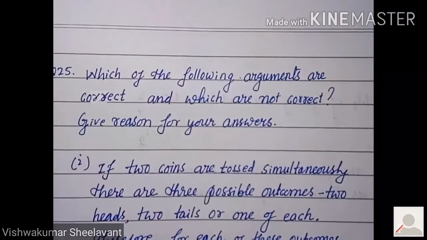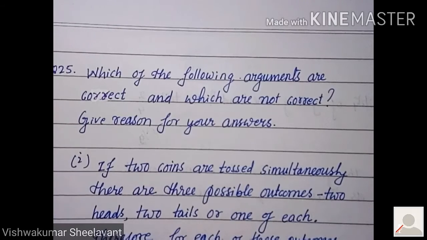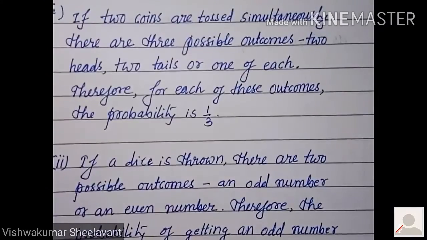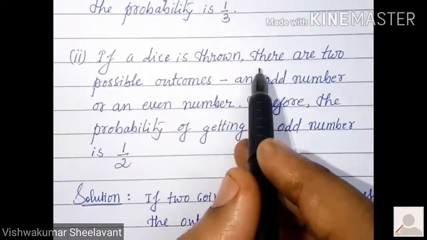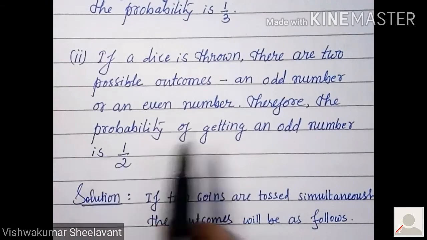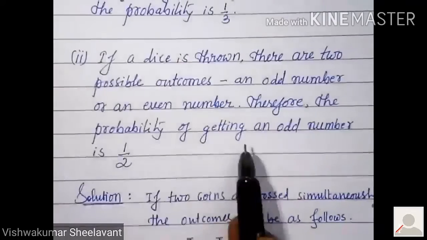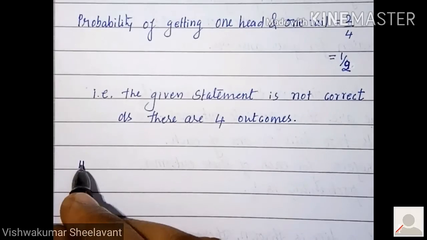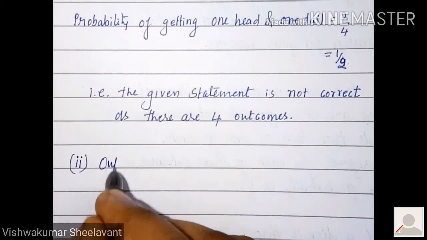Just come back to this question. Yes. Part two. If a dice is thrown, there are two possible outcomes. An odd number or an even number. Therefore, the probability of getting an odd number is 1/2. This statement is correct. Part 2. What will be the outcomes?